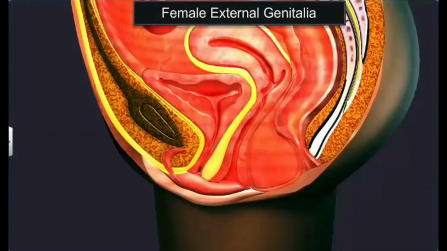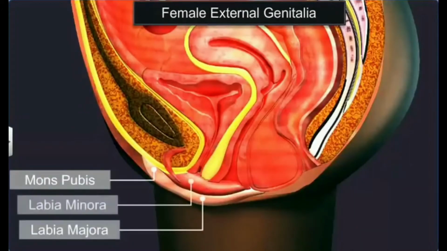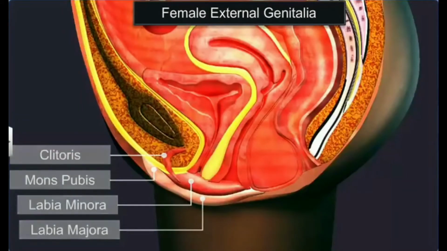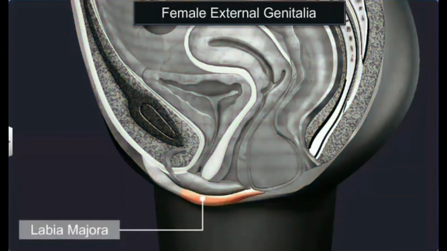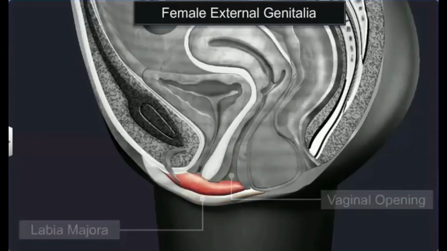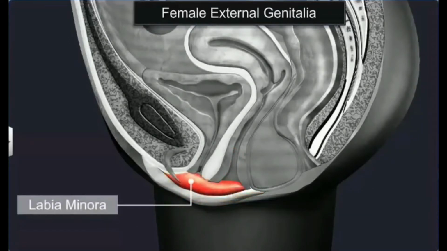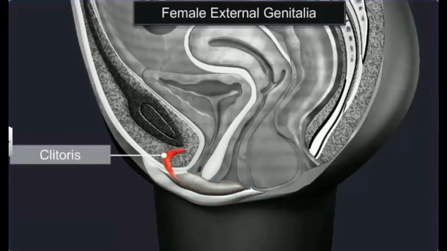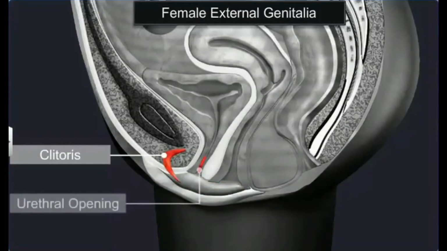The female external genitalia includes the mons pubis, labia majora, labia minora, and the clitoris. The labia majora contains fleshy folds of tissue that extend down from the mons pubis and surround the vaginal opening. Hidden under the labia majora is the labia minora. Towards its upper end lies the clitoris, a small finger-like structure, and below it is the urethral opening.